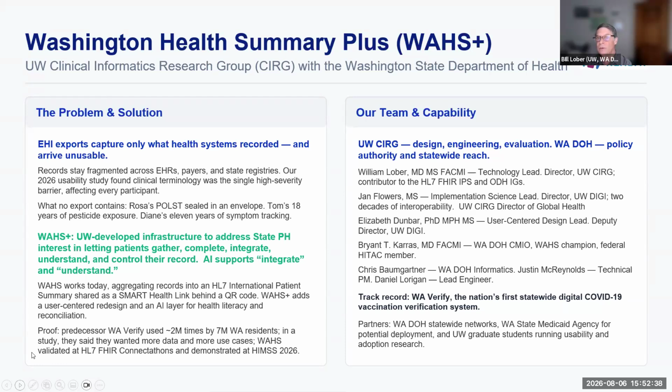Diane has tracked her lupus for 11 years in a notebook. Her lived experience is fragmented across the records of the many specialists she's seen and in her own notes. An EHI export contains only what a health system writes down. A complete picture requires 2 more things: integrating records from every place a patient has been and allowing patients to add what only they can tell you.